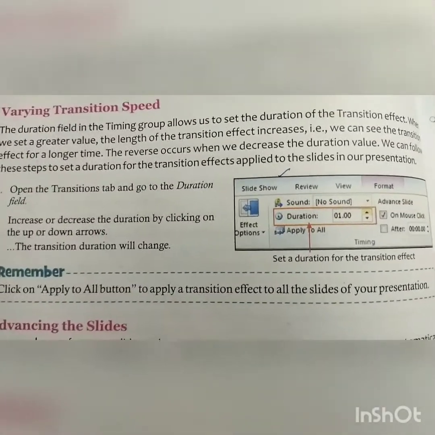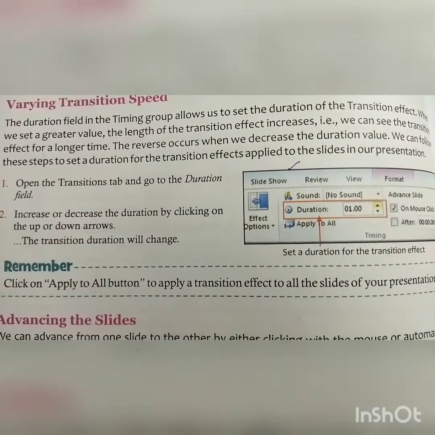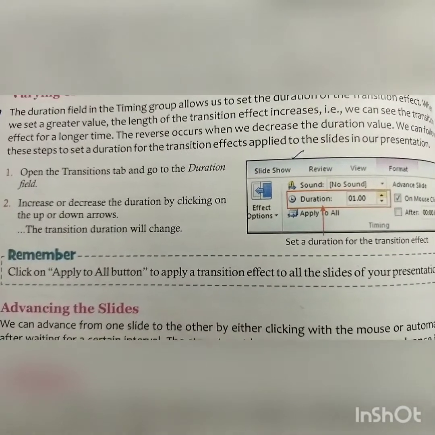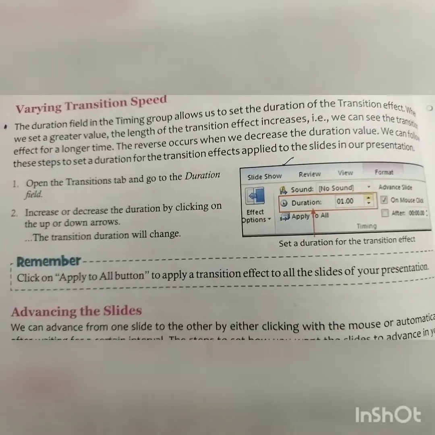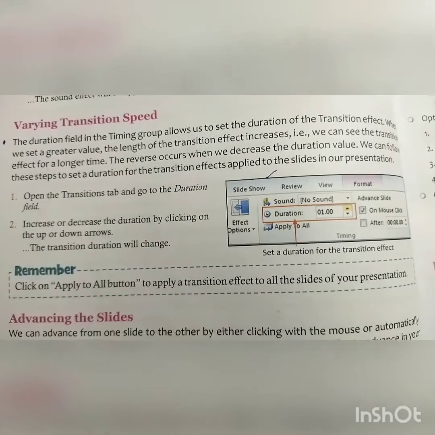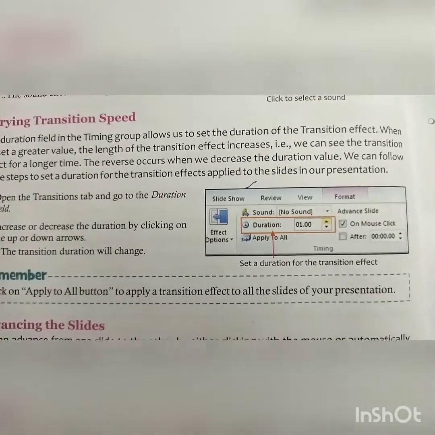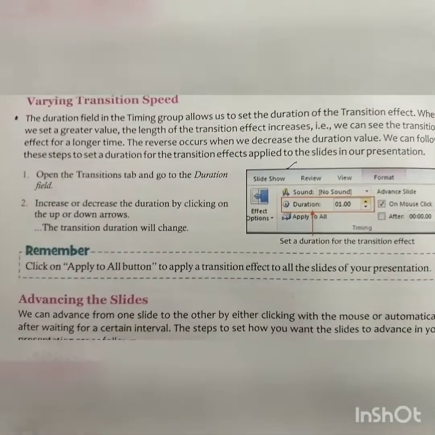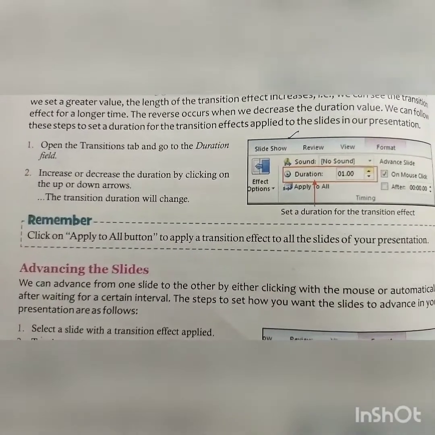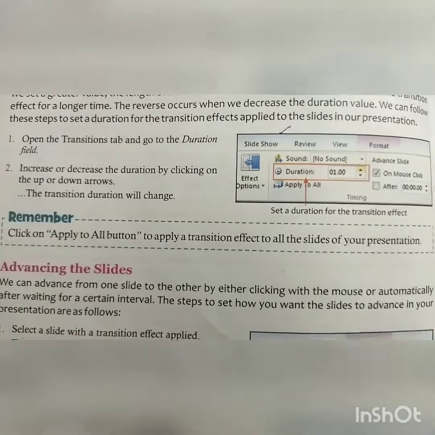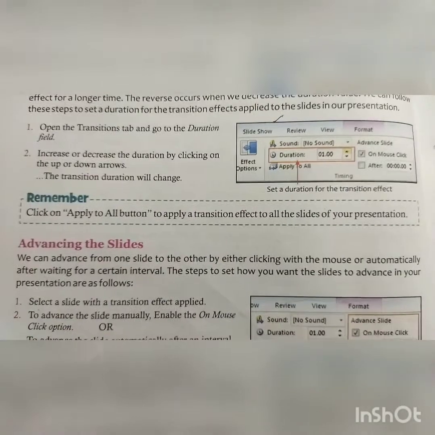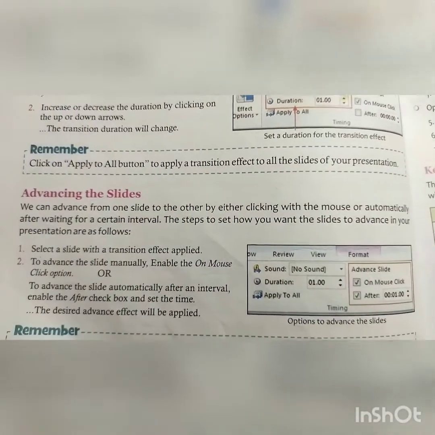First, open the Transitions tab and go to the Duration field. After that, students, increase or decrease the duration by clicking on the up and down arrows accordingly. Then the transition duration will be changed. You can see this figure, a diagram of setting a duration for the transition effect. The duration time is already given here. Remember, students, click on the Apply To All button to apply a transition effect to all the slides of your presentation.